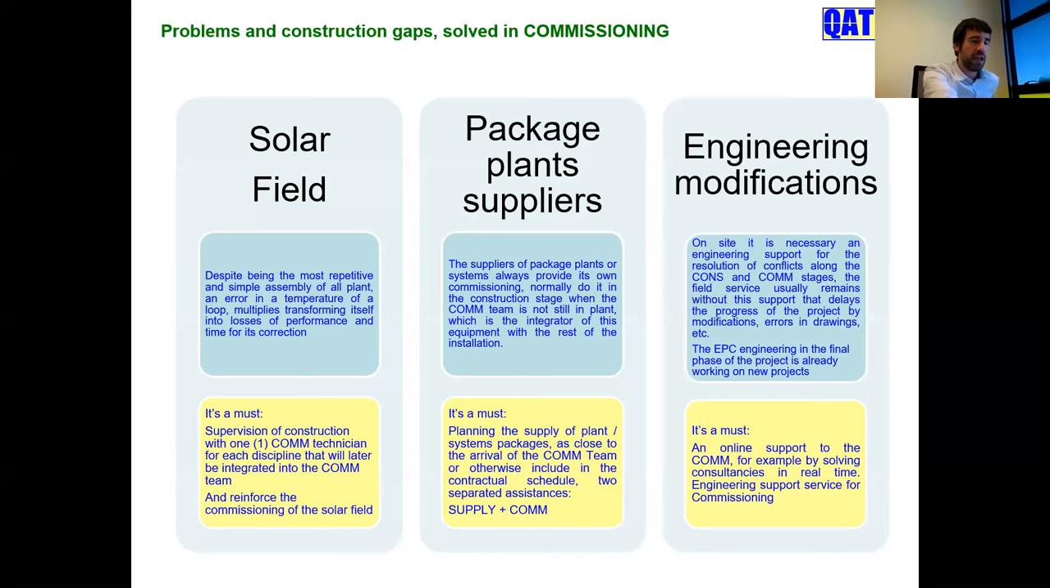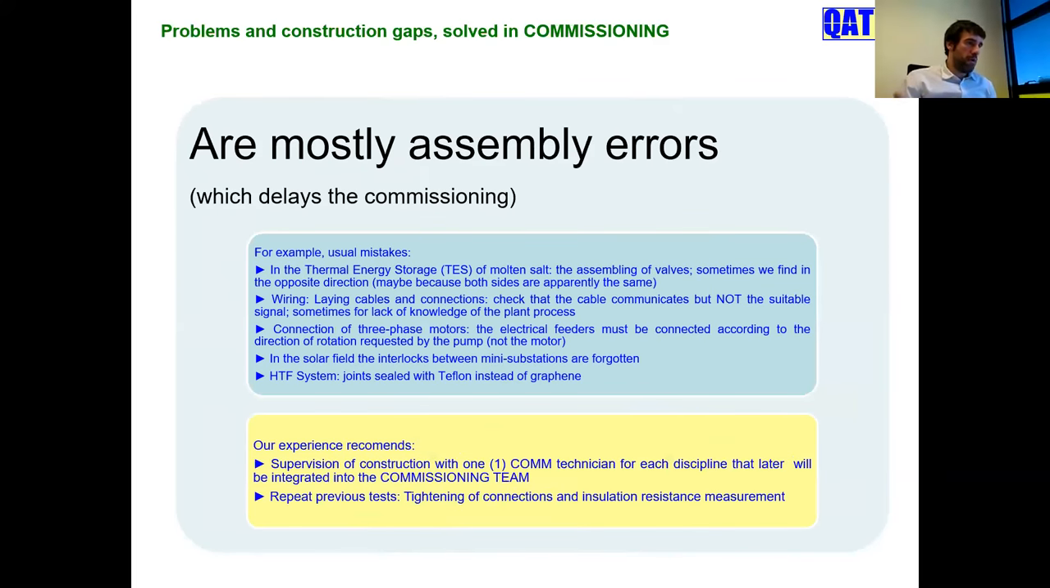There is another thing that I have said before: the engineering modifications. On-site, support is necessary for the resolution of conflicts or modifications in the drawings. Now, more typical examples of the usual mistakes of the construction. I say things that maybe construction companies won't like, but it's a fault of the schedule and the planning of the development of the project. For instance, in the molten salt storage, the construction put an assembled valve in one direction or the opposite direction, because both sides are very, very similar.